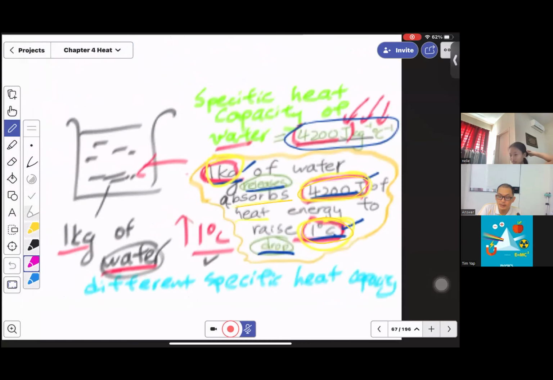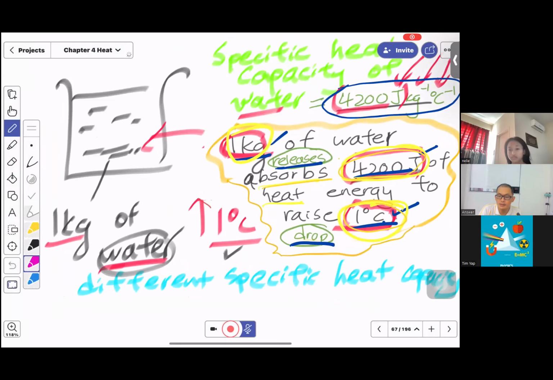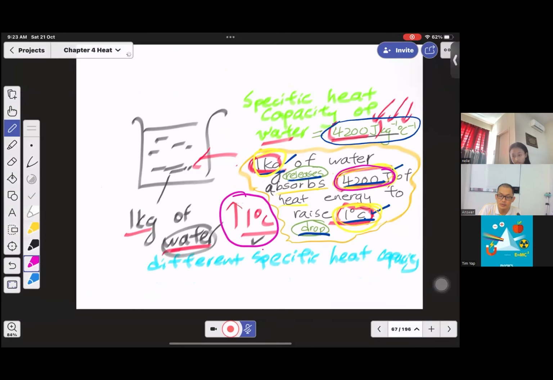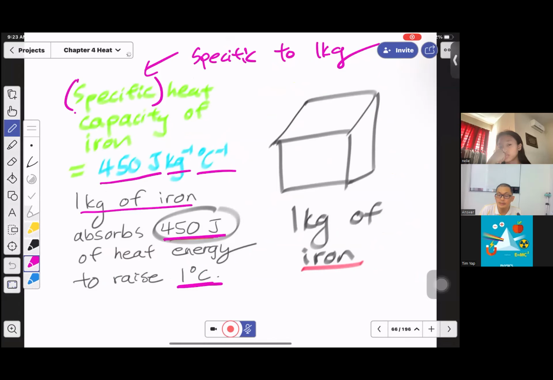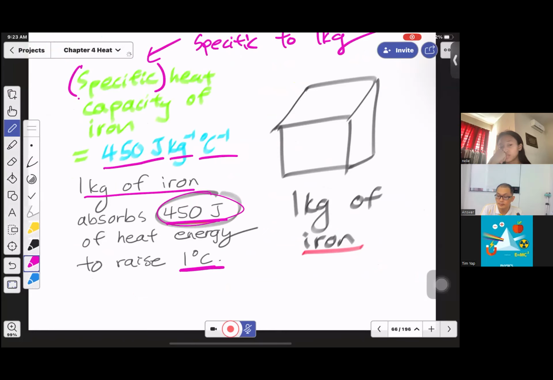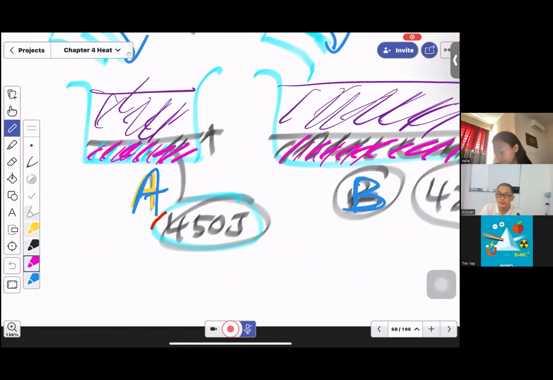So that's why for water, 1 kg of water, to rise up 1 degree Celsius, it absorbs more heat. That's why water has a bigger heat capacity compared to the iron. Iron just absorbs this much and it can rise up. But water can absorb more heat before it rises up. That is the difference. Okay, understand what is specific capacity? All right.